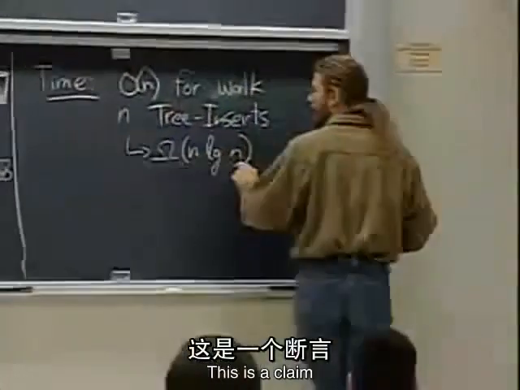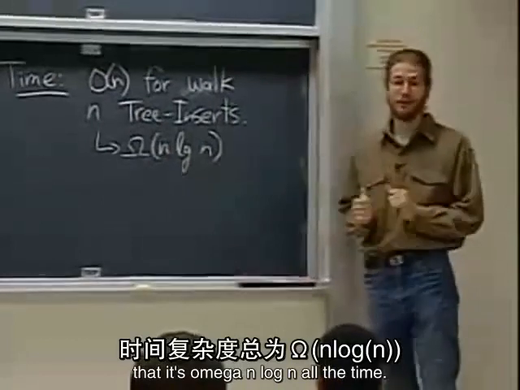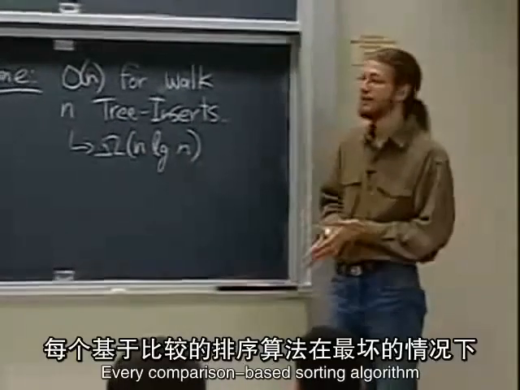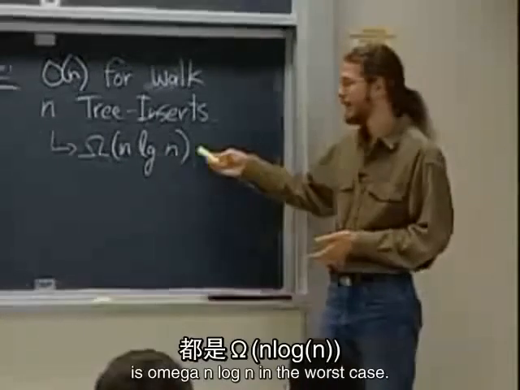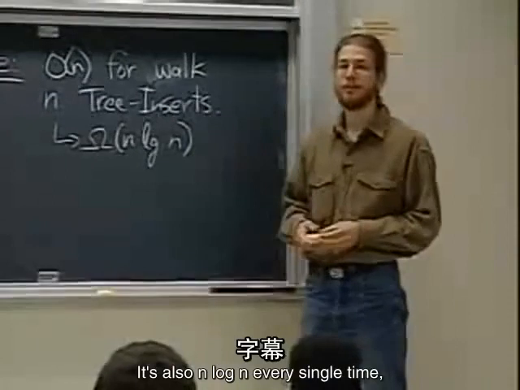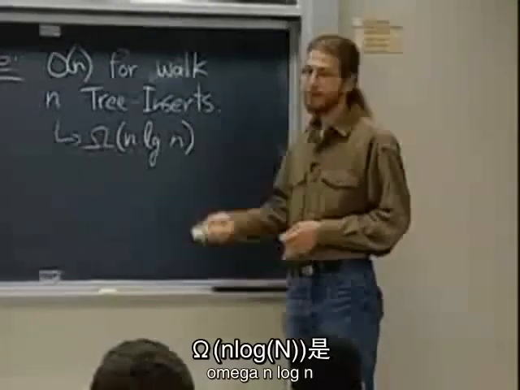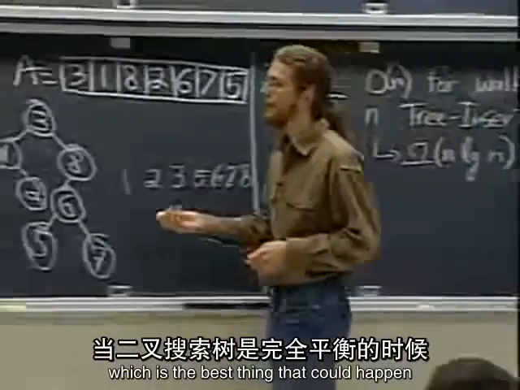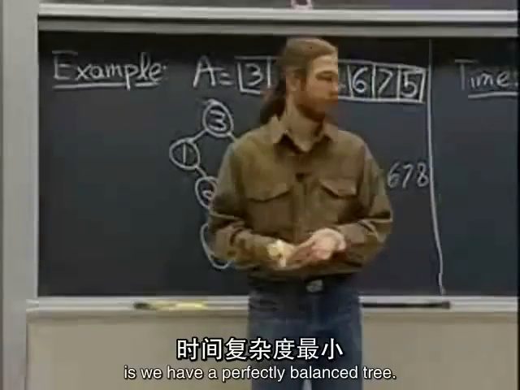This is a claim that it's omega n log n all the time. It's certainly omega n log n in the worst case. Every comparison-based sorting algorithm is omega n log n in the worst case. It's also omega n log n every single time, because of the second reason you gave, which is the best case, the best thing that could happen is we have a perfectly balanced tree.